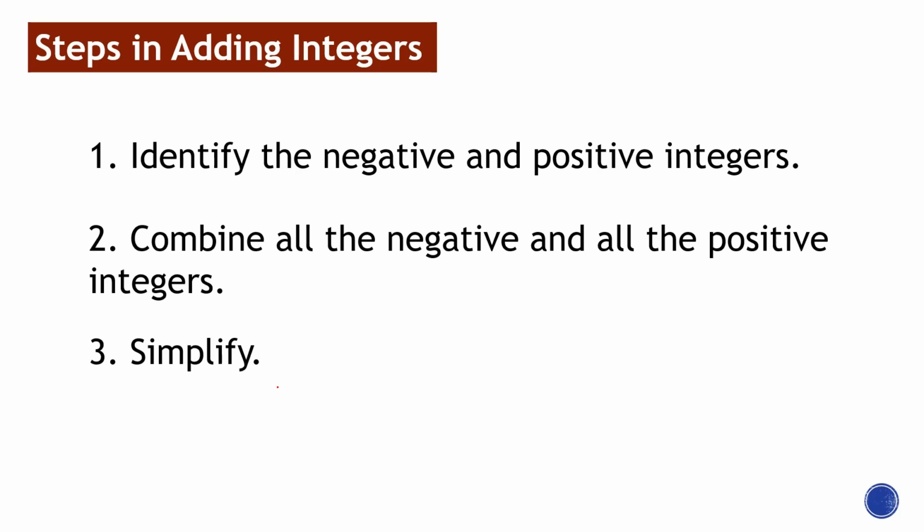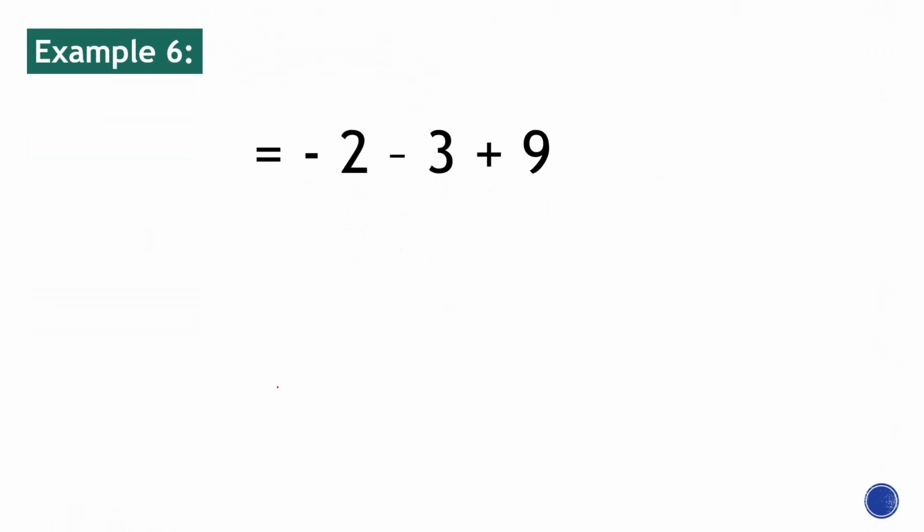After you finish the first and the second, of course, that's the last thing that you will do, simplify. Let's go to the examples here. Example number 6: negative 2 minus 3 plus 9. And then you might be thinking, what about the rules in subtraction? Now, here's the thing. Like what I said earlier, there's no need for us to understand or to memorize the rules for subtraction of integers, because here we can just consider 3 as negative.